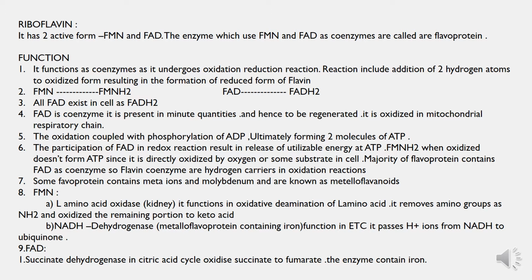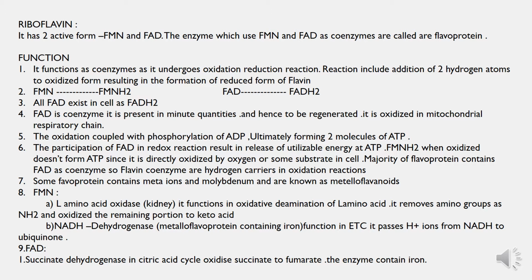FMNH2, when oxidized, doesn't form ATP since it is directly oxidized by oxygen or some substance in the cell. The majority of flavoproteins contain FAD as coenzyme, so flavin coenzymes are hydrogen carriers in oxidation reactions. Some flavoproteins contain metal ions like molybdenum and are known as metalloflavoproteins.